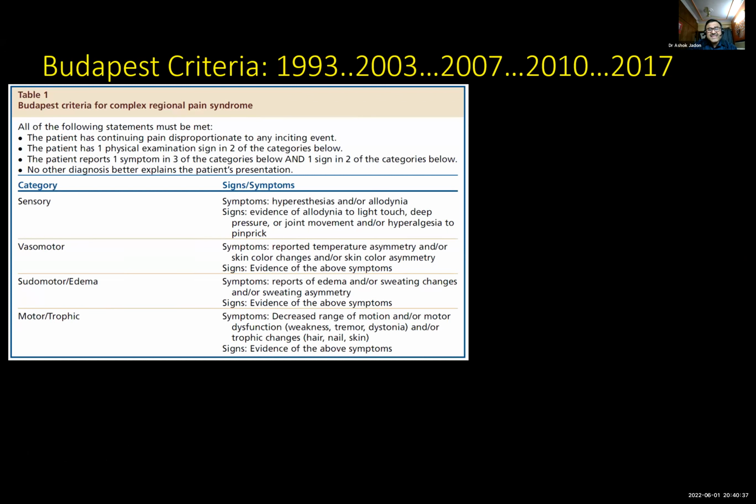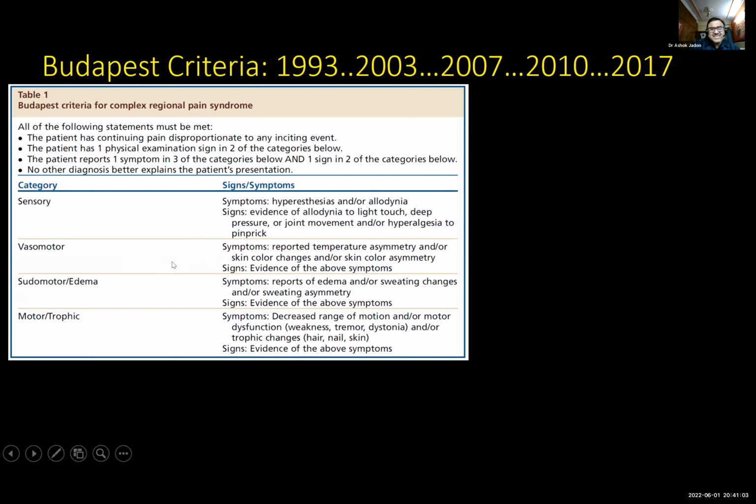So what is important here? As I said in the beginning, they had four cardinal features: sensory, vasomotor, pseudomotor, and motor or trophic changes. So the patient has to have at least one physical symptom in three of the categories, and one physical sign in either two or three of these categories. And without them, you cannot designate that the patient is suffering from CRPS.